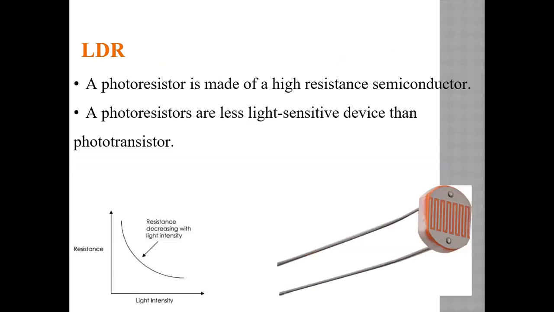So the LDR has been used here. It is a photoresistor, a high resistance semiconductor, a less light sensitive device than a phototransistor. I have given here light intensity versus resistance. As the intensity goes on increasing, the resistance decreases with the light intensity. So this is a curve which has been shown here. Therefore, I have to say how the LDR can be used for light range for devices.